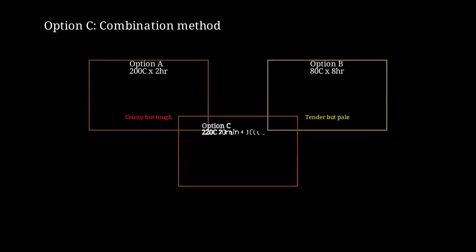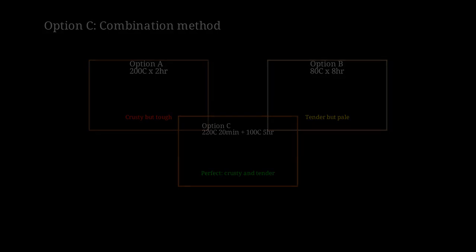This diagram compares the 3 options. Option C combines the best of both worlds. Initial high heat for crust development, followed by long, low cooking for tenderness.